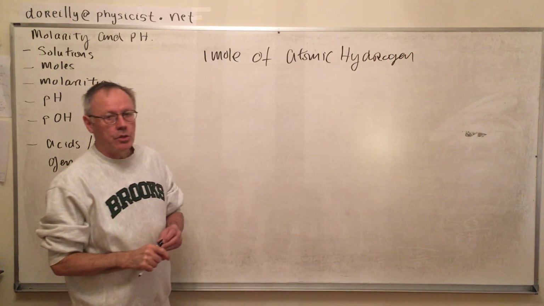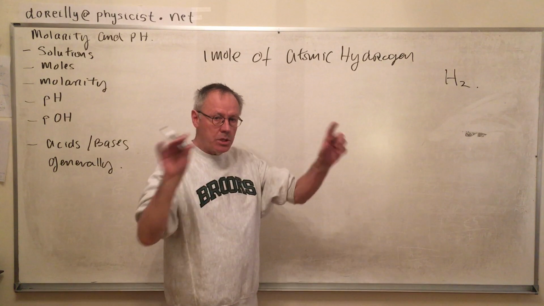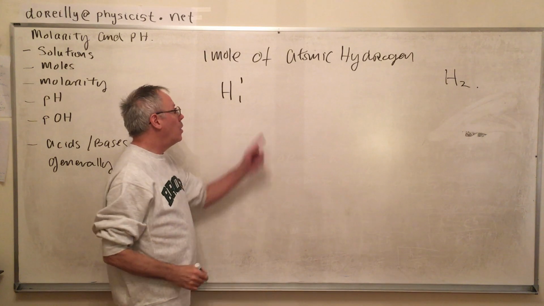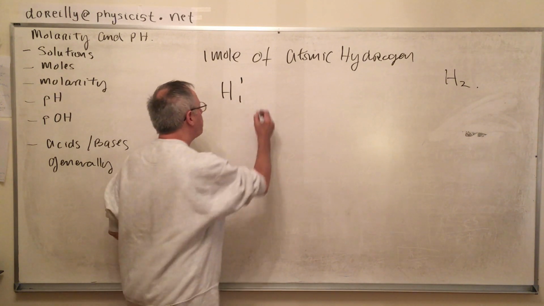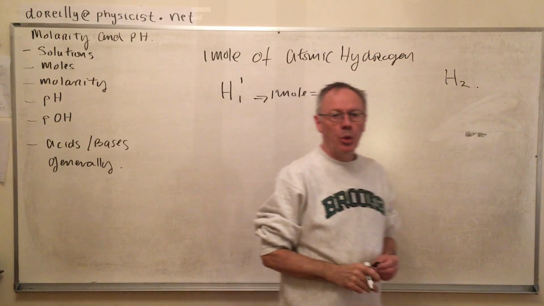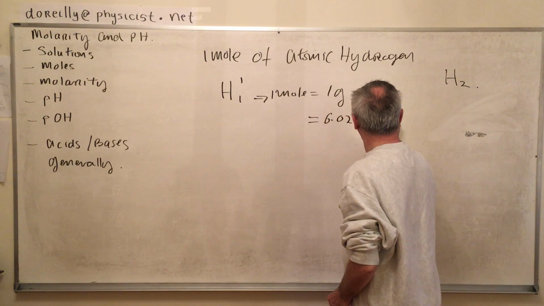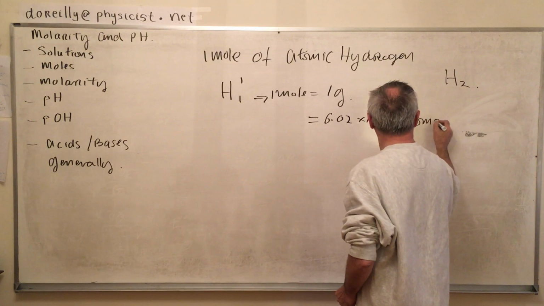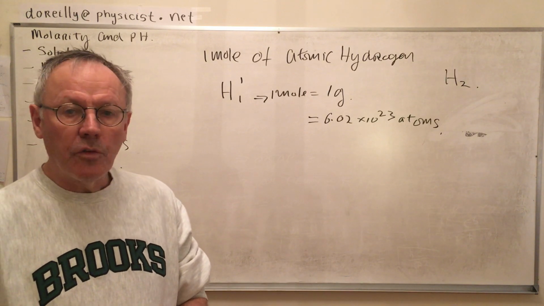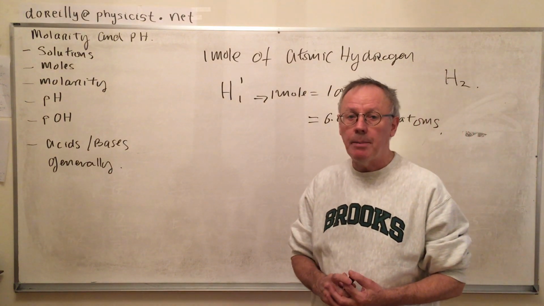Now let's look at atomic hydrogen. Hydrogen gas has a formula H2, it's 2 atoms stuck together. We'll just talk about atomic hydrogen, 1 atom of hydrogen. It has atomic number 1 and atomic weight 1. So a mole of that stuff is 1 gram. How many atoms? 6.02 by 10 to the power of 23 atoms in any mole of anything. A mole of rabbits, if you have a mole of rabbits out in the field, you have 6.02 by 10 to the power of 23 rabbits in the field.